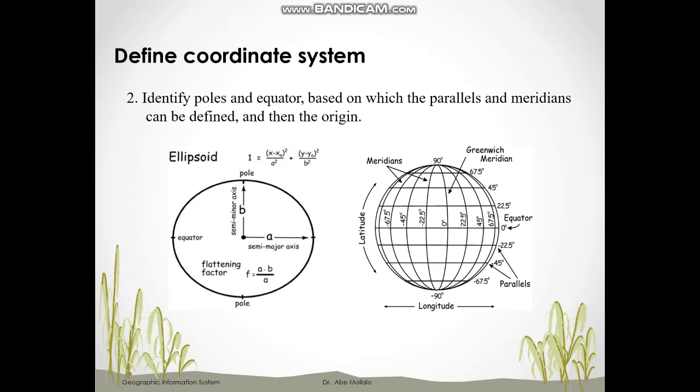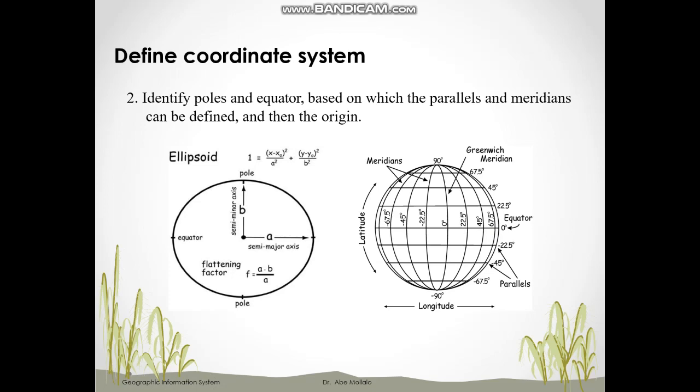And then the origin of the system can be defined as the intersection of the prime meridian, which passes through the Greenwich meridian, and also the equator. Okay, so the intersection of them gives us the origin of the ellipsoid.